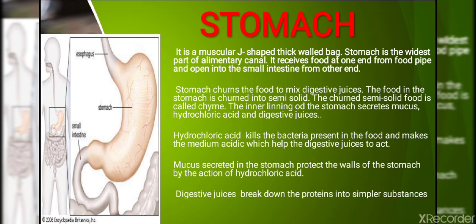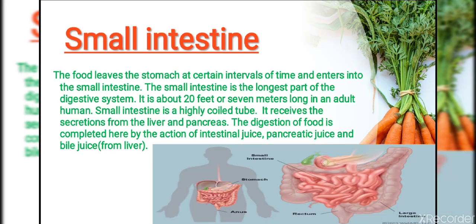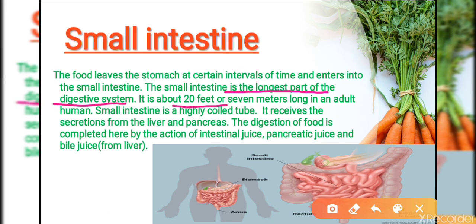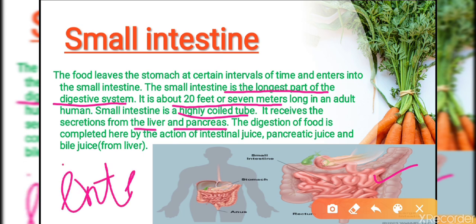From the stomach, the food reaches the small intestine. It is the longest part of the digestive system and about 20 feet or 7 meters long. It is highly coiled, as you are seeing in the diagram. It is a highly coiled long tubular structure. The small intestine receives the secretions from the liver and pancreas, and it itself secretes intestinal juice.